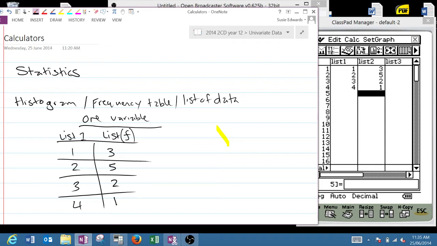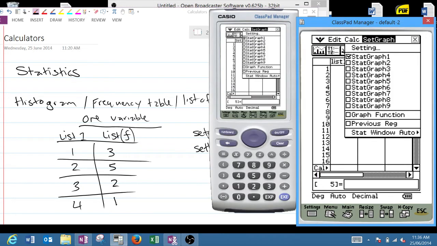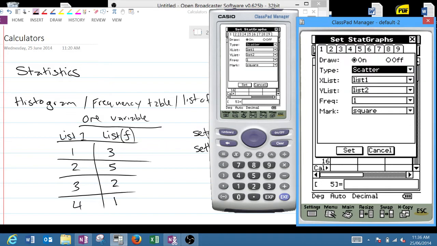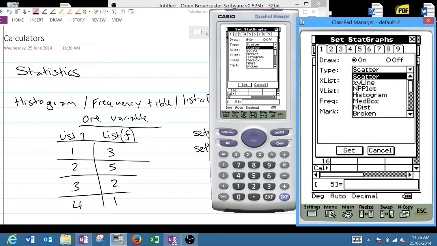The way which we do that is we go to set graph setting. So up here, set graph setting up the top. We need to tell the calculator what we want to do. So what sort of graph have we looked at for this sort of data? Histogram. So we're going to go histogram.